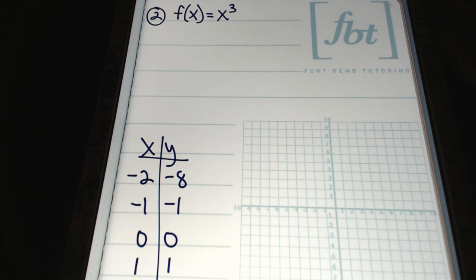We have f of x equals x cubed, guys. f of x equals x cubed. And we want to identify whether or not we are dealing with an even or odd function.